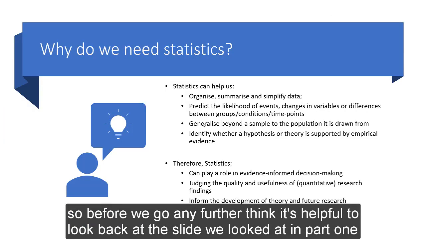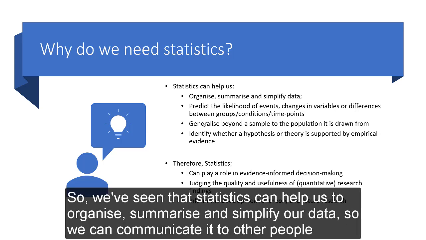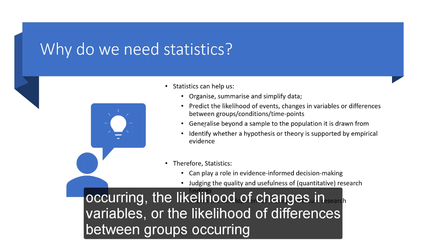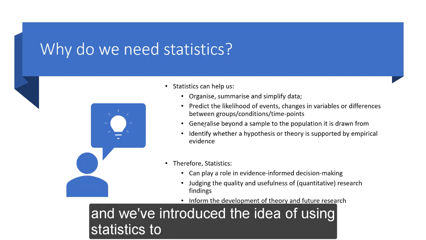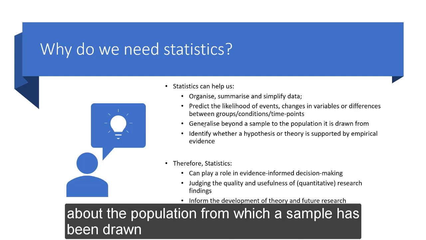So before we go any further, I think it's helpful to look back at this slide we looked at in part 1, thinking about why we need statistics, what's the point of them. So we've seen that statistics can help us to organise, summarise and simplify our data so we can communicate it to other people. But we have introduced the idea that we can use it to predict the likelihood of events occurring, the likelihood of changes in variables or differences between groups occurring. And we've introduced the idea of using statistics to make inferences or to draw conclusions about a population from which a sample has been drawn.